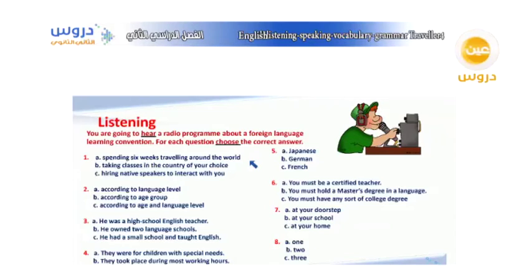Example. Where is George Marquez? The correct answer is C, at a convention hall. Now the radio program will continue.